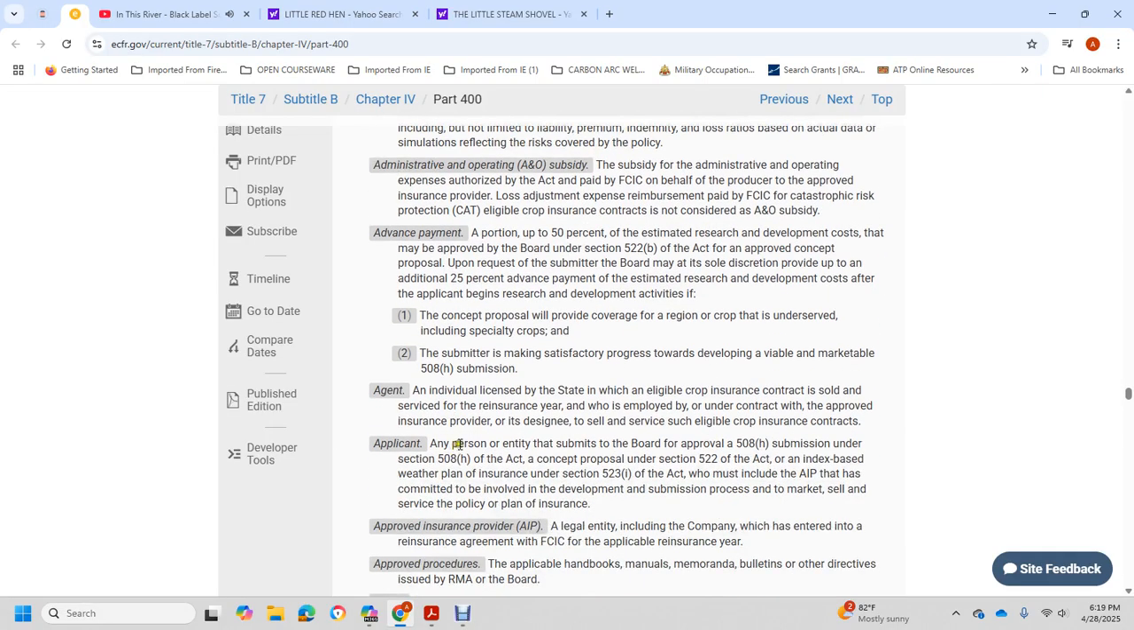508(h) agent submission: an agent with an individual license from the state, eligible for the crop insurance contract, controlled with the servants of the reinsurance, with the employee under the contract, with an approved insurance provider designee, with the seller, as the eligible crop insurance contract.